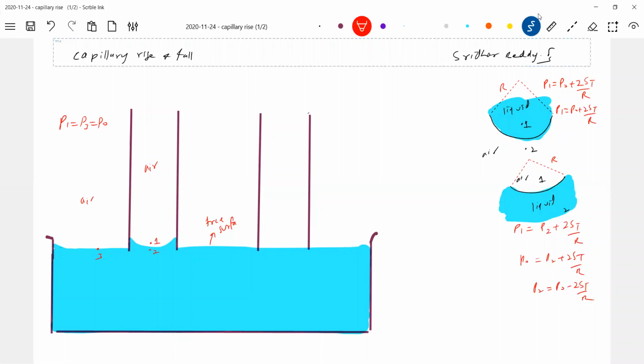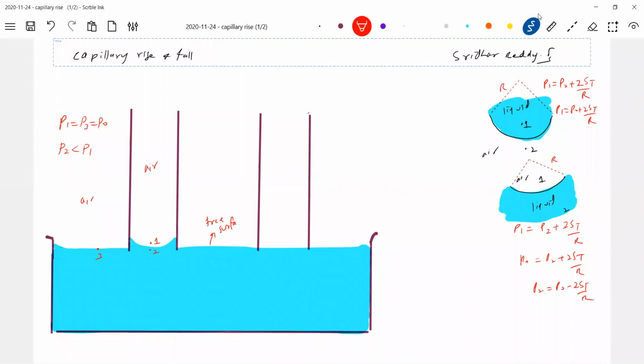Okay, we'll agree on this. And definitely pressure at 2 should be less than at 1. Am I right? Pressure on the concave side will be more than on the convex side, no? So pressure at 2, what do you expect? Should be less than 1. So here, what do we get? P2 will be less than P1.